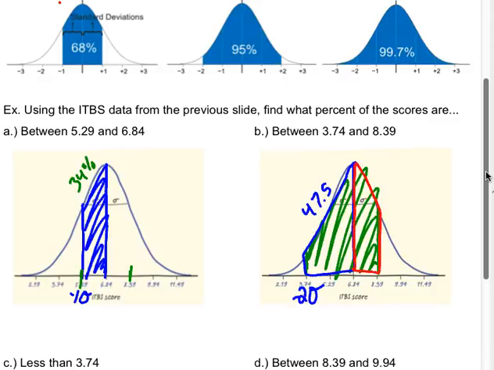On this side, we're talking about one standard deviation, but again, we're only talking about half of that. So this is going to be that 34% again. And then if we're talking about both areas, so we're totaling those up, I would add those two values together. So altogether, about 81.5% of kids scored between 3.74 and 8.39.